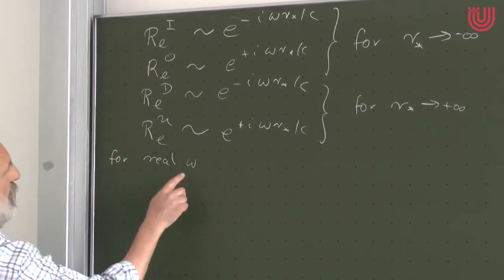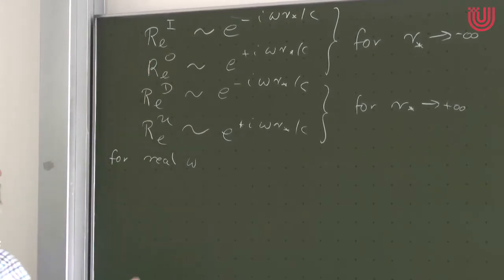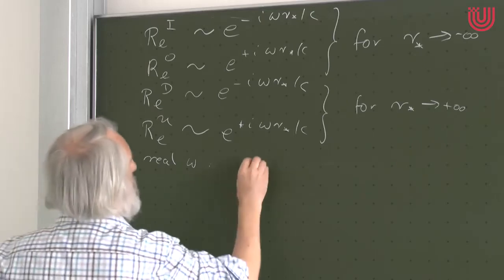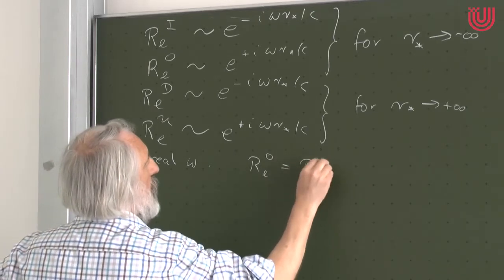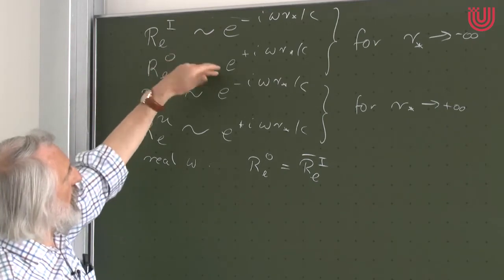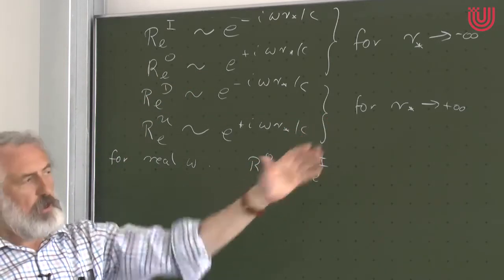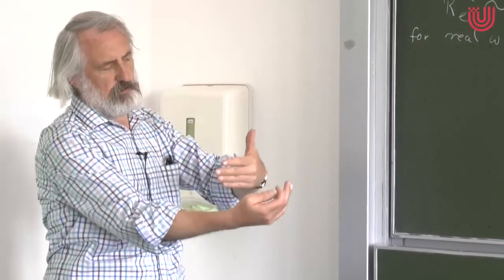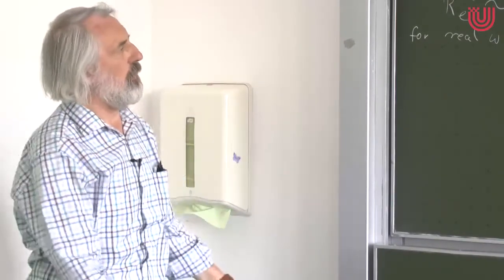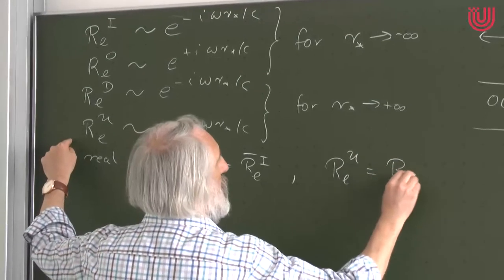So first of all, we observe that because we have a real omega, this is a complex conjugate of this here, and this is a complex conjugate of this here. This means that R_l^out is just the complex conjugate of R_l^in. I use an overbar here for the complex conjugate. The asymptotic behavior is just related by complex conjugation, and because I have a linear differential equation, it must be true for the entire solution. So if in a certain asymptotic limit one is the complex conjugate of the other, then it must be on the entire domain. And similarly here, R_l^up is the conjugate of R_l^down.